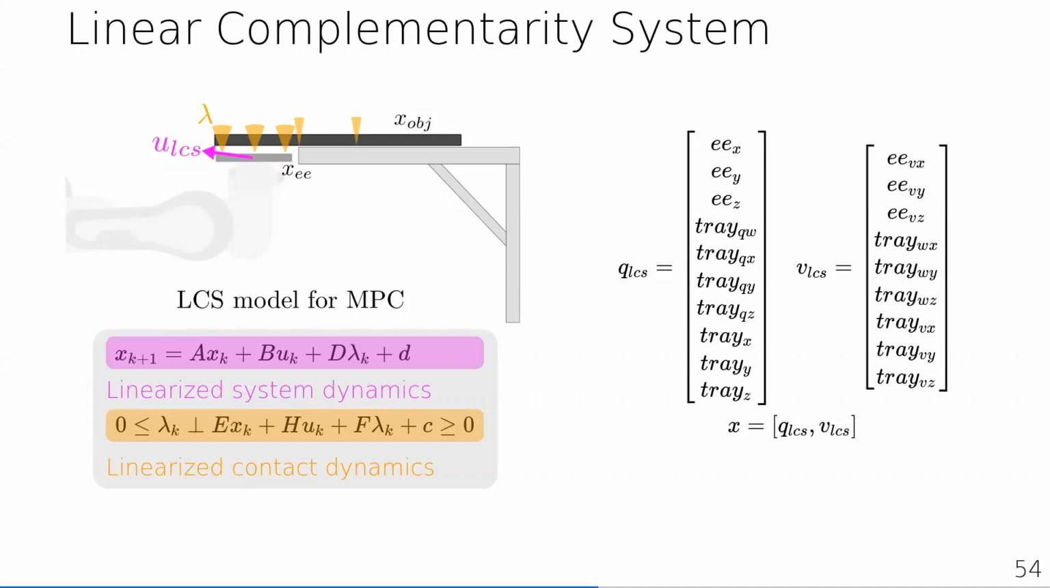The LCS model uses linearized dynamics, but the contact component lambda is what makes this LCS piecewise linear. We use complementarity constraints to encode the contact dynamics. On the right side is the complementarity constraint that encodes the linearized decision boundaries between the contact modes.